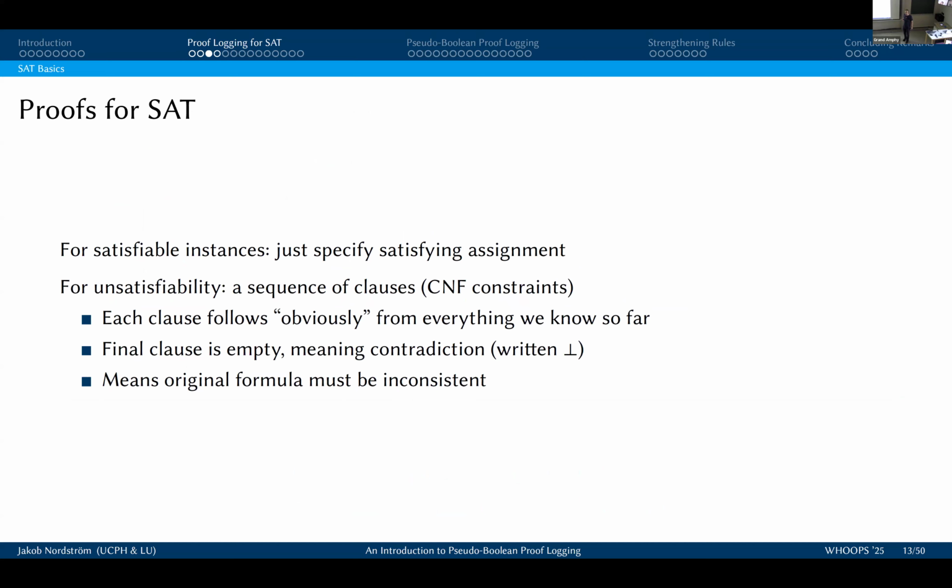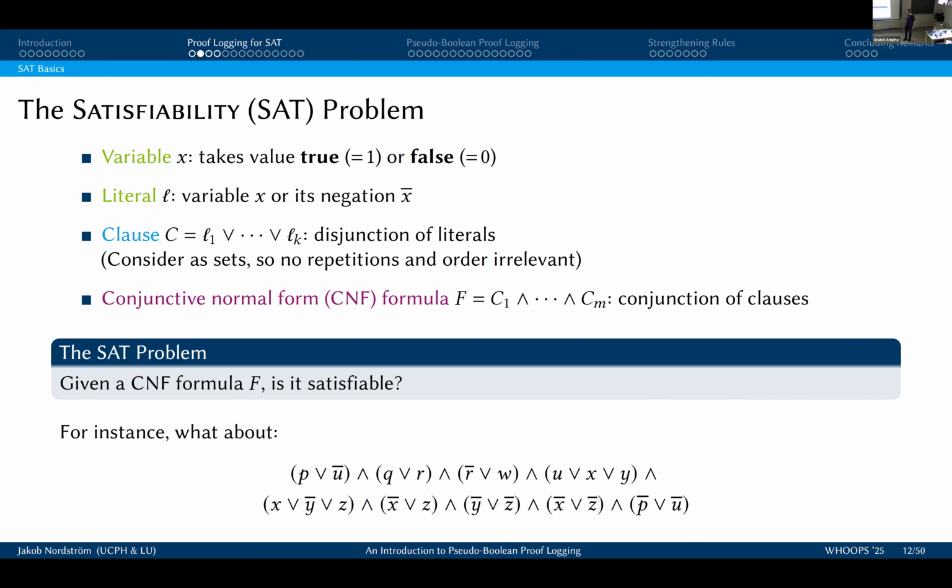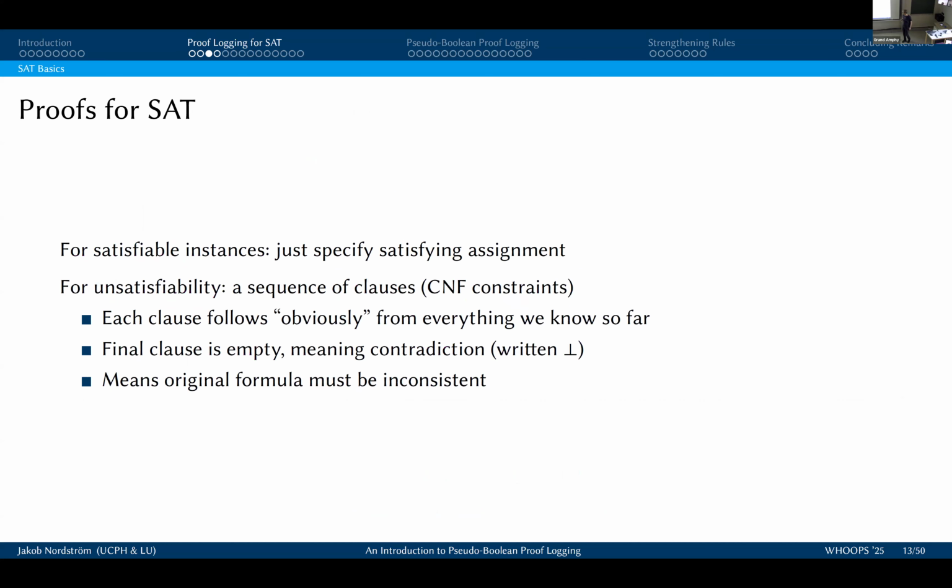So when you're solving a CNF formula, what would a proof be? Well, if there is a satisfying assignment, you should be able to just tell me that: set P true, set U also true, maybe Q false and R true or something. And if you just give me this assignment, I can just plug it in and check. Right? So in that sense, proofs for satisfiable instances are not complicated.